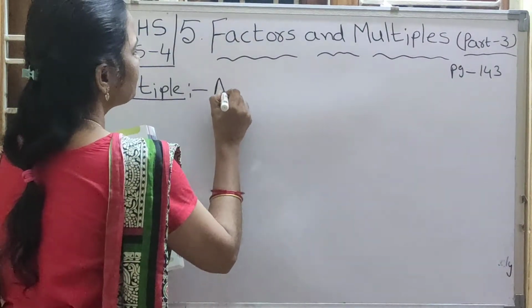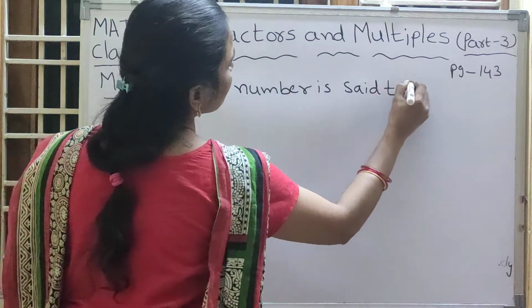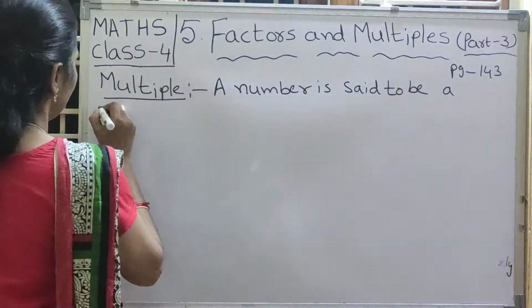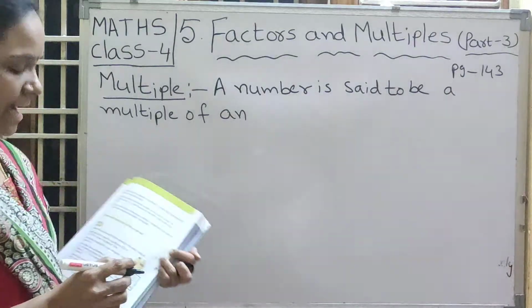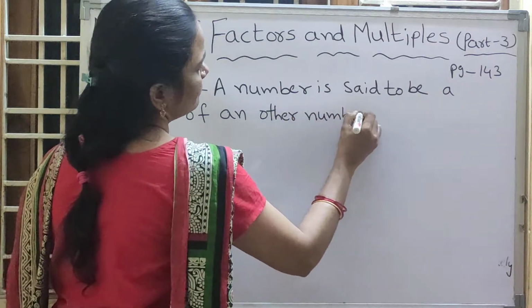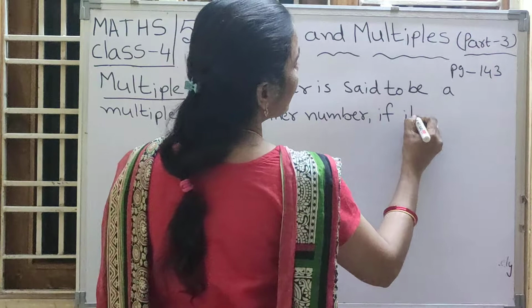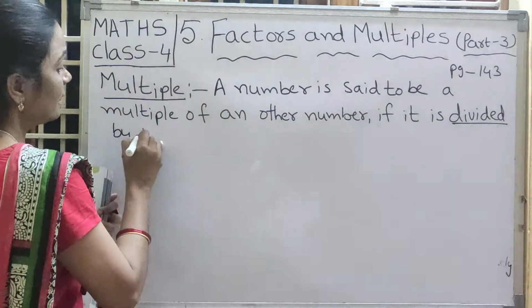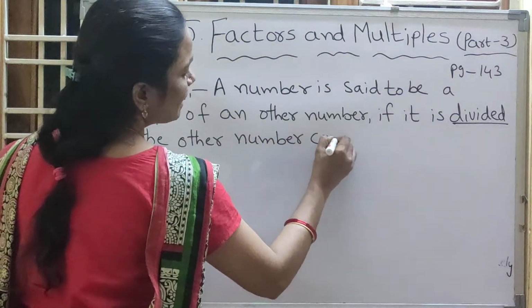Shall we write? Yes. A number is said to be a multiple of another number if it is divided by the other number completely.